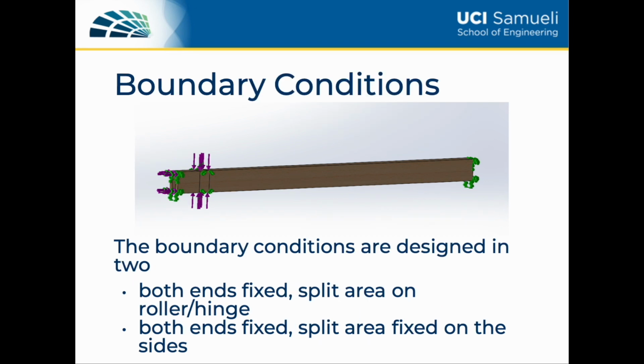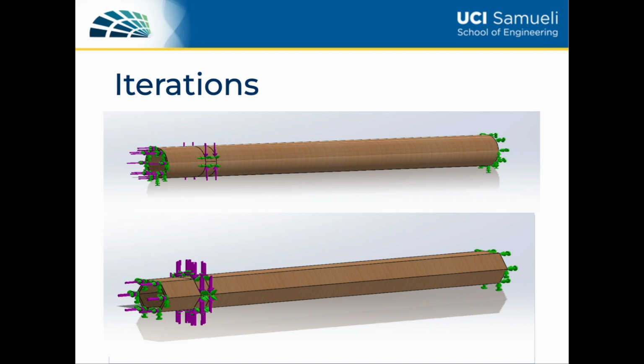For the boundary condition, there are 2. One is both ends fixed, with the split area on a roller or hinge. The second one is both ends fixed, with the split area fixed on the side. Here are 2 iterations. The first one is a round beam, and the second one is a hexagonal beam.